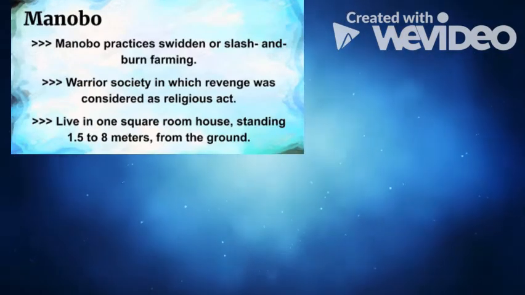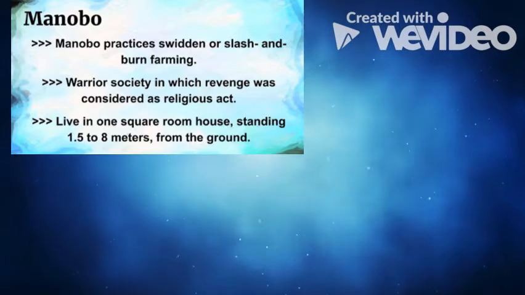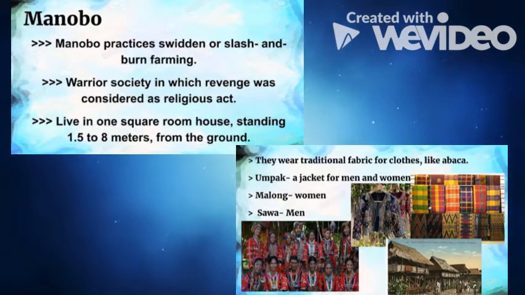Next we have Manobo. Okay, Manobo, class, practice wooden or slash and burn farming. I think you know what this is. They are also known as a warrior society, in which revenge was considered a religious act. And about their house, they live in a one square room house standing 1.5 to 8 meters from the ground.